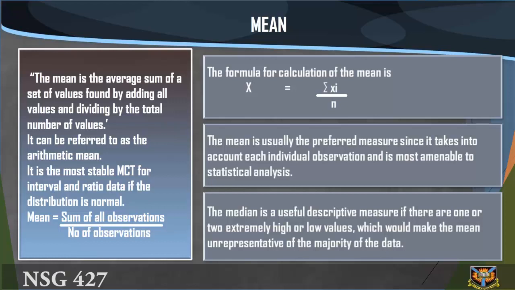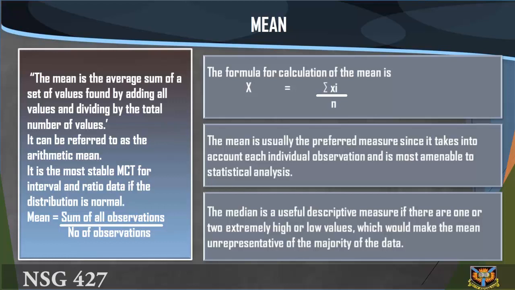Mean. The mean is the average, the sum of a set of values found by adding all values and dividing by the total number of values. It can be referred to as the arithmetic mean. Unlike the mode and the median, which indicate the position of certain values in a distribution, the mean takes into consideration all values. It is the most stable MCT for interval and ratio data if the distribution is normal. Mean is equal to the sum of all observations over the number of observations. The formula for calculation of the mean is x-bar equals the sum of xi over n. The mean is usually the preferred measure since it takes into account each individual observation and is most amenable to statistical analysis.